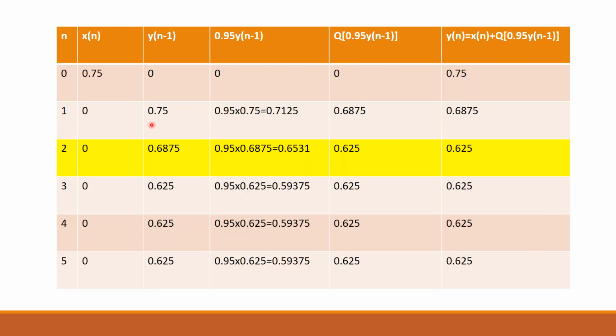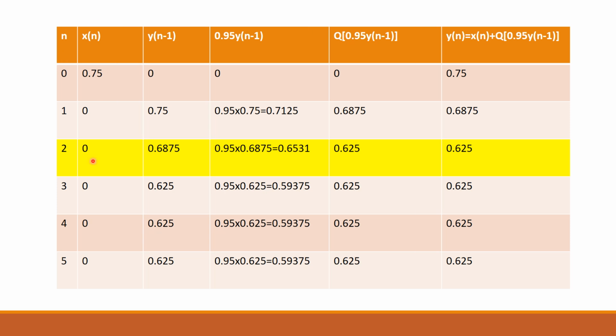So in the previous iteration, we got the answer as 0.6875. Now we go for the next iteration because we didn't get the constant value at the output, that is, the last column. We should get a constant value, otherwise we get an oscillating value. So here we didn't get any constant value, so we go for the next iteration, n is equal to 2.